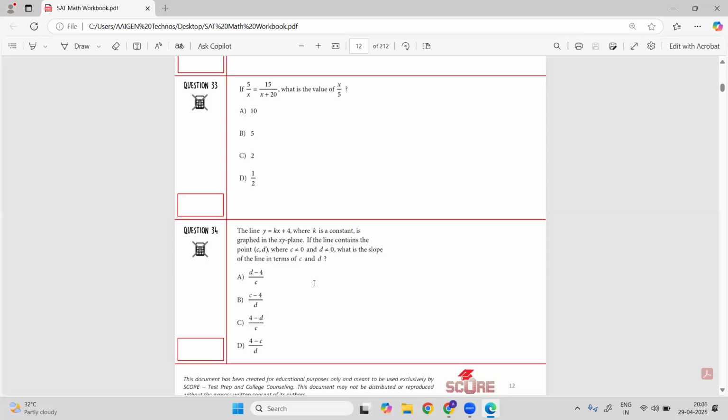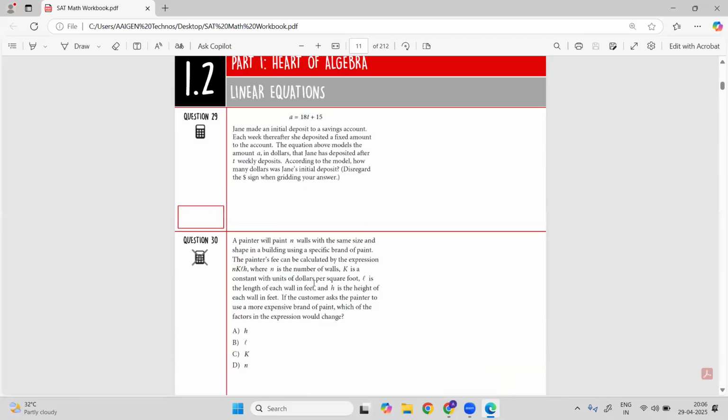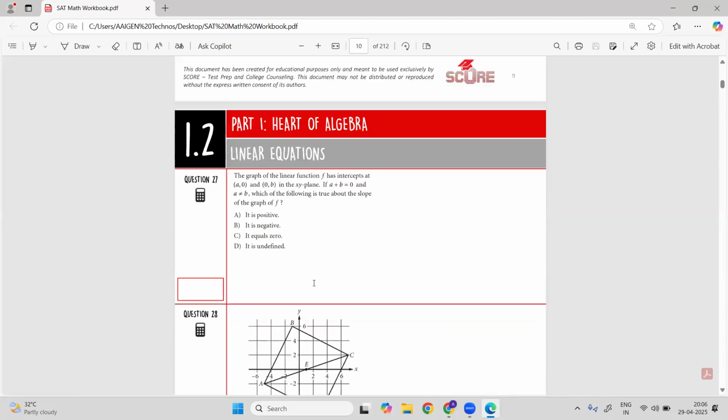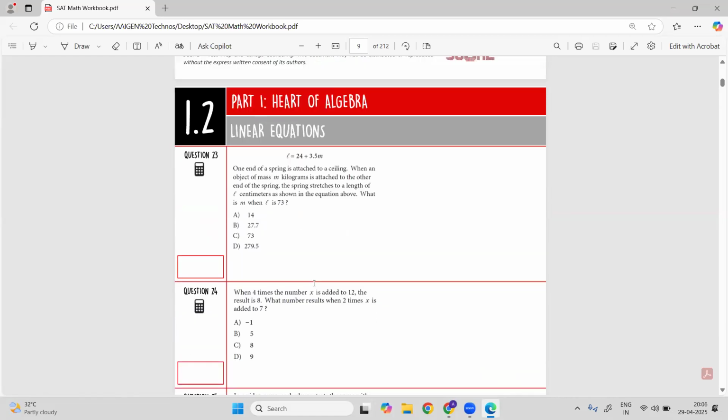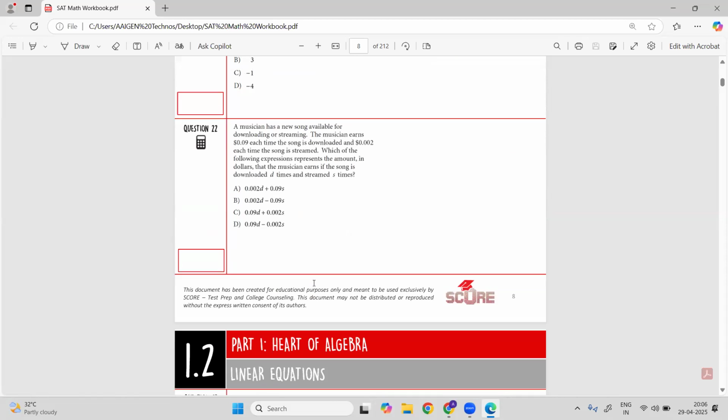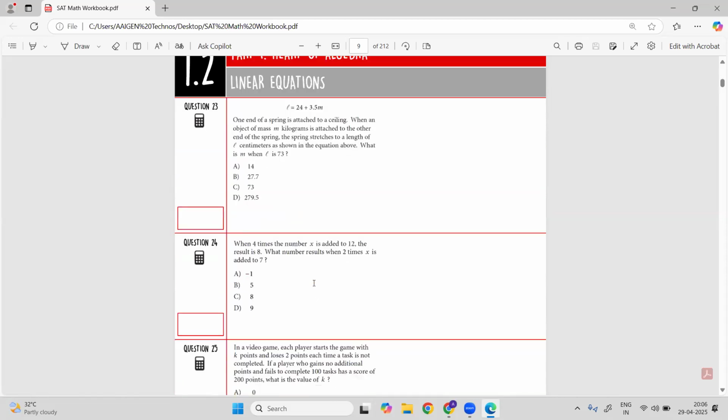Last class I left off at some point, so I'll continue from there. We'll start from the 23rd. I think I did the 23rd, but we'll start from it. I'll be doing questions and explaining the concepts along the way. Please see question number 23.